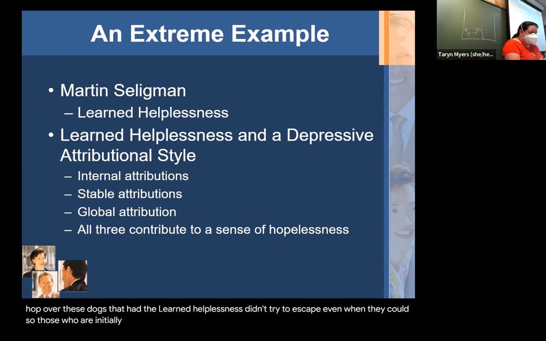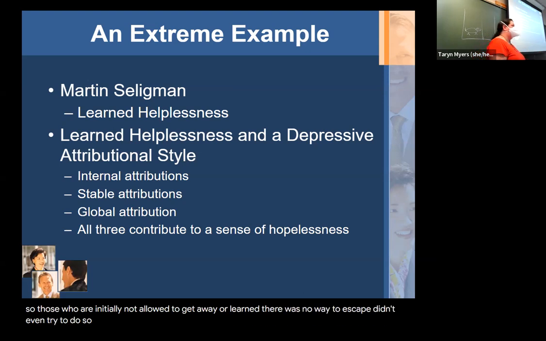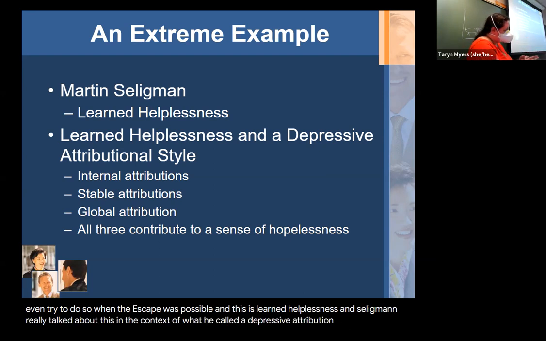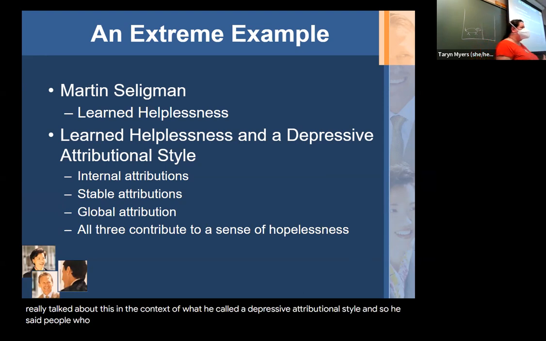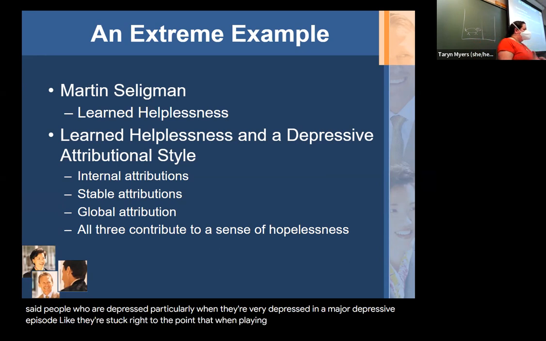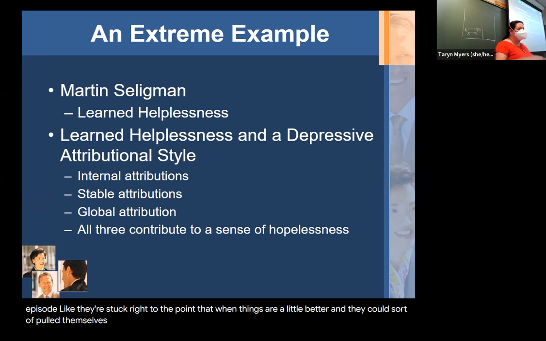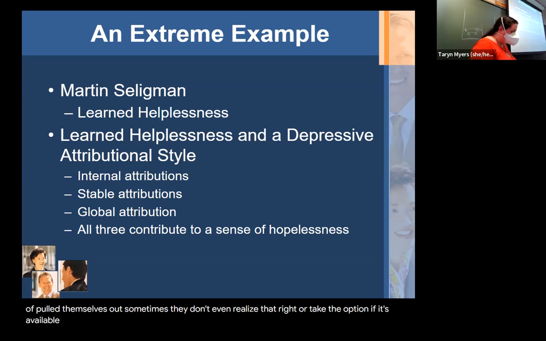So those who were initially not allowed to get away, or learned there was no way to escape, didn't even try to do so when the escape was possible. And this is learned helplessness. Seligman really talked about this in the context of what he called a depressive attributional style. People who are depressed, particularly in a major depressive episode, get this same feeling, feel like they're stuck, right? To the point that when things are a little better and they could pull themselves out, sometimes they don't even realize that, or take the option if it's available.